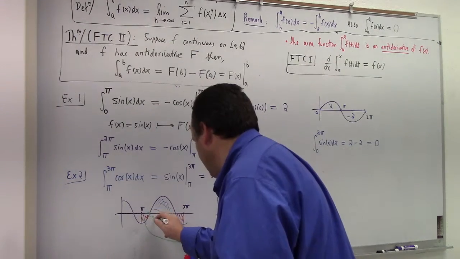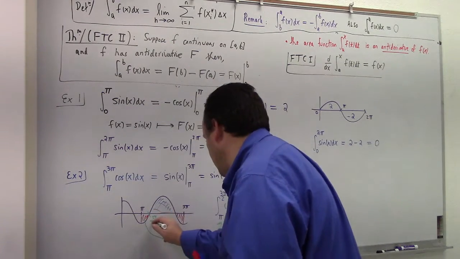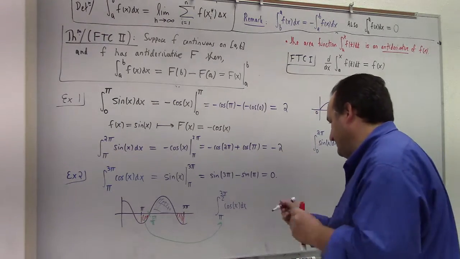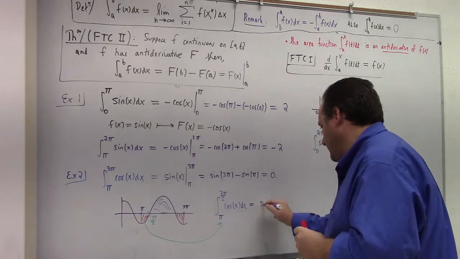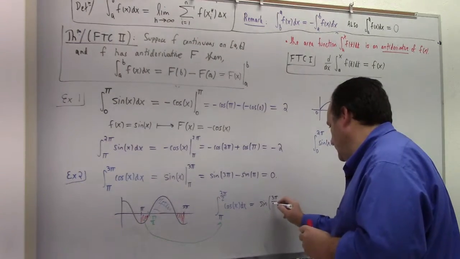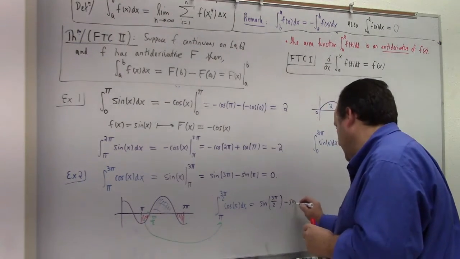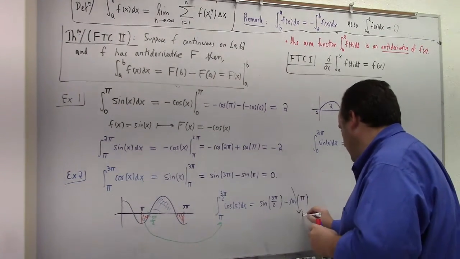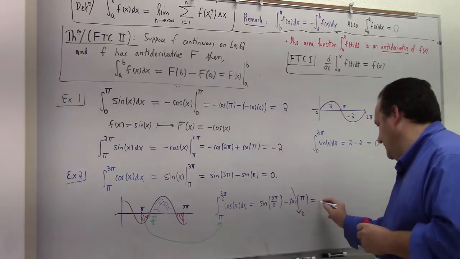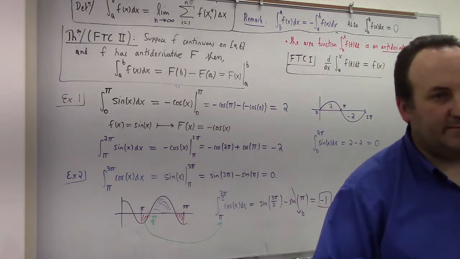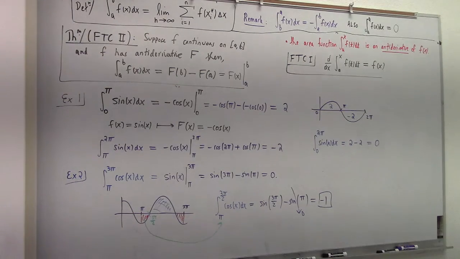3 pi over 2. That's where cosine is 0. So we get sine of 3 pi over 2 minus the sine of pi. Sine of pi is 0. Sine of 3 pi over 2 is minus 1. So as I was claiming, that area is minus 1. Signed area, of course.